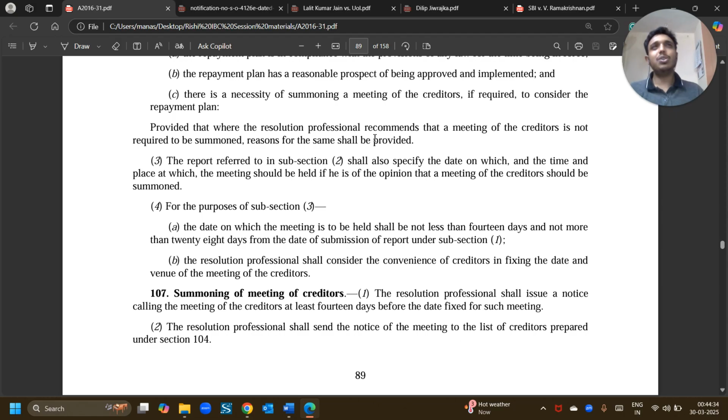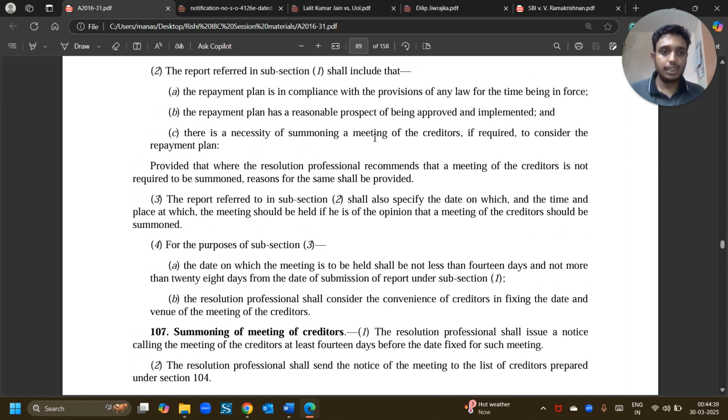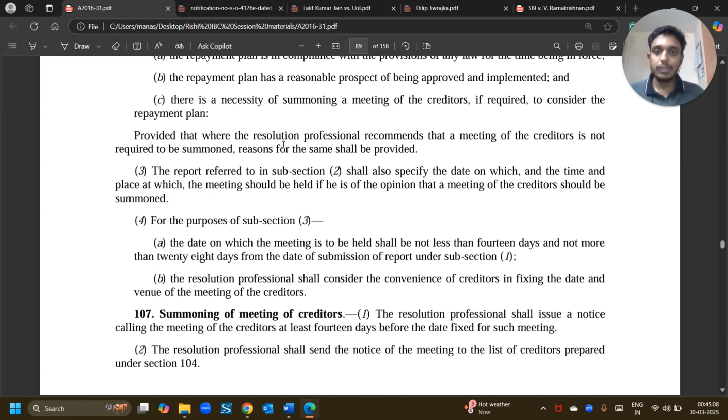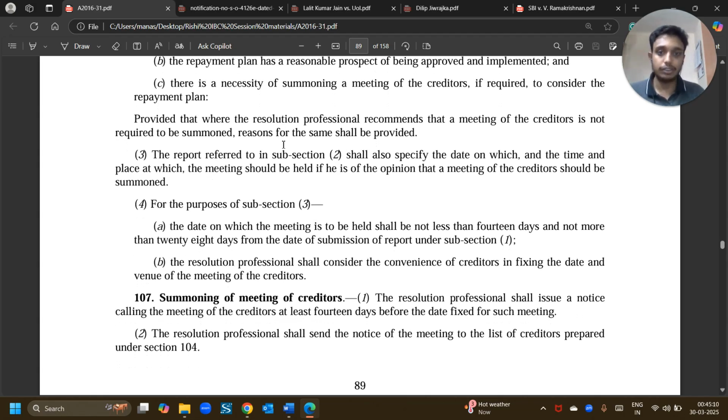Right? So here, if let's say a plan has been put forth by the RP along with his report, and the report merely says no meeting of creditors is required, the adjudicating authority will have no backdrop. It is essential for the adjudicating authority to be kept in the loop as to why a meeting of the creditors should not be convened, and why the creditors should not go through this entire plan and discuss. To avoid that, the proviso clearly and categorically states that where the RP recommends a meeting is not required, reasons have to be provided.